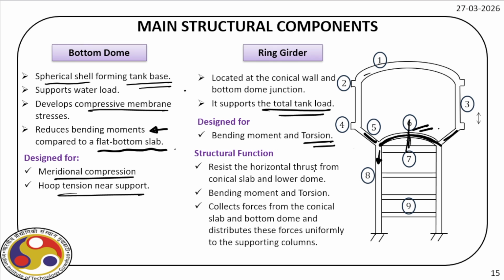It resists the horizontal thrust from the conical slab and lower dome, bending moment and torsion, and collects forces from the conical slab and bottom dome and distributes these forces uniformly over the supporting column. So then we see the force transfer to the column, and accordingly we have to design the column.